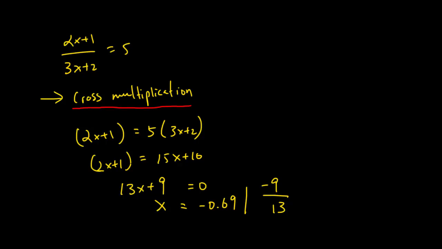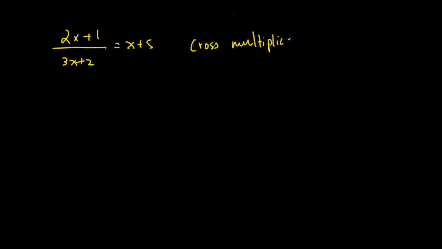Okay, let's look at another one. We have 2x plus 1 over 3x plus 2 equals to x plus 5. So again, we'll be doing the cross multiplication, right? Okay, so let's get started. So 2x plus 1 and then x plus 5 times 3x plus 2.